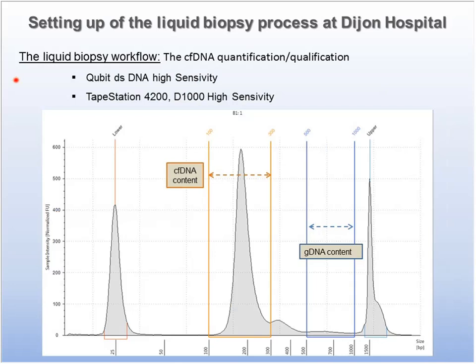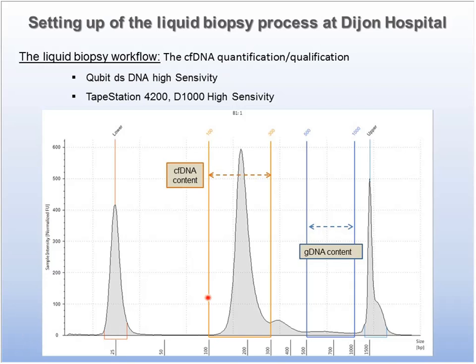At the end of this process, it's important to quantify cell-free DNA and to qualify it. To quantify, we use the Qubit DNA high sensitivity. And for the qualification of the DNA fragment, we use the TapeStation. Here is an electrophoregram showing you a classical profile of cell-free DNA.